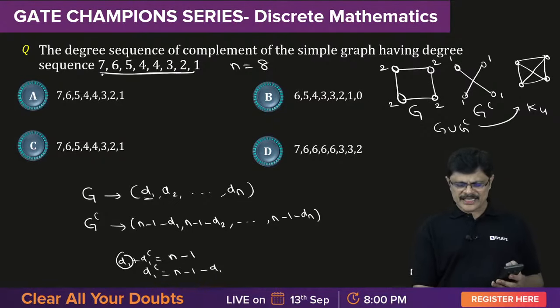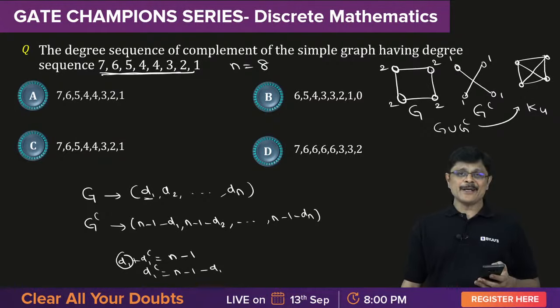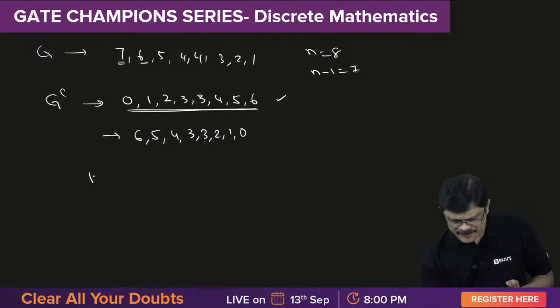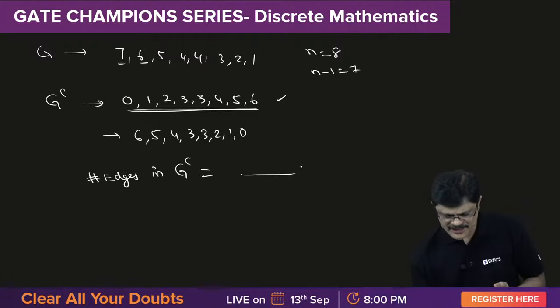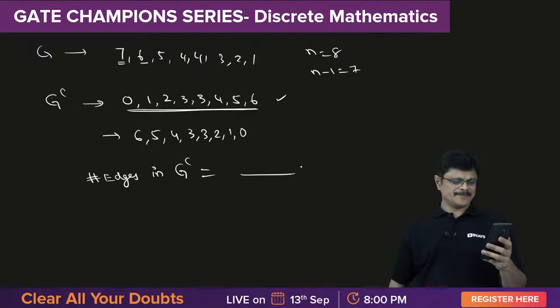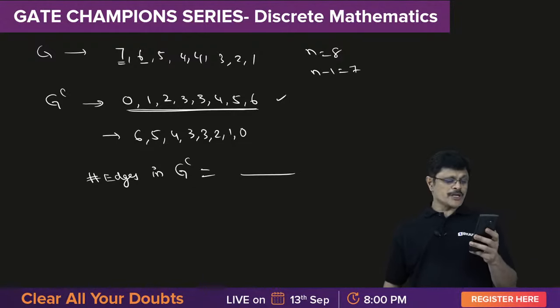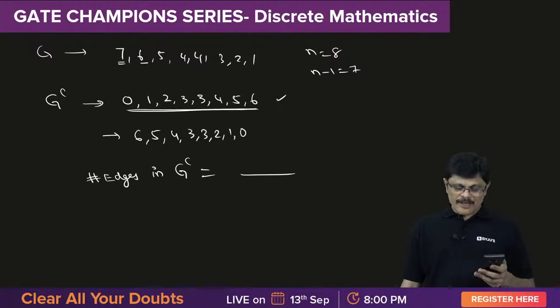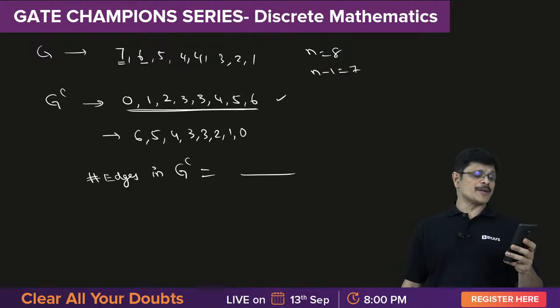He gives the degree sequence of a graph and he can ask you what is the sum of degrees in G complement, or the number of edges in G complement. So please answer this: tell me the number of edges in G complement. Tushar Sisodia says the sum of degrees is twice the number of edges. What about the number of edges in G complement? Please answer this question, my dear friends.